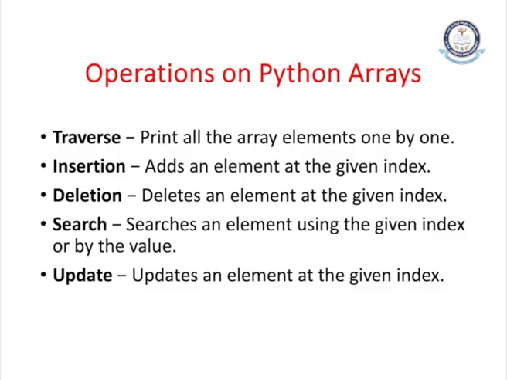So next, some operations we can perform on Python's array. What are the operations we will discuss now? Traverse, insertion, deletion, search, update. Traverse means you can move through the array elements one by one. You can print all the array elements one by one. Suppose here there are 3 elements, you can print them one by one, 1, 2, 3. So that is called the traverse.